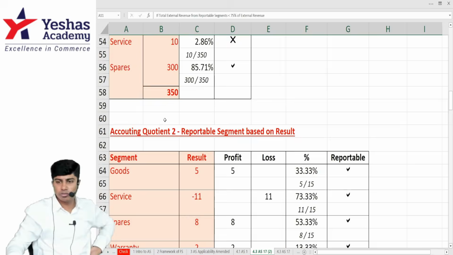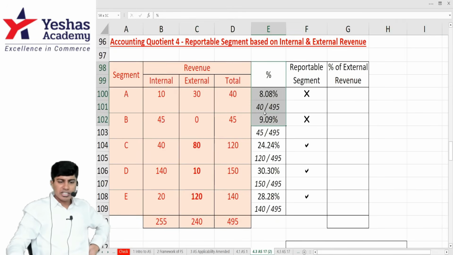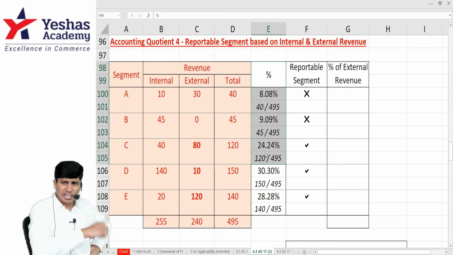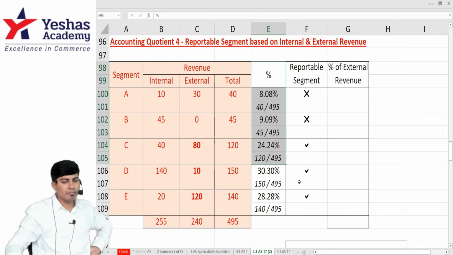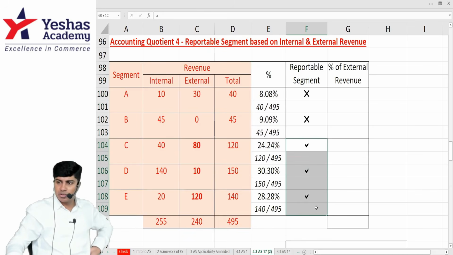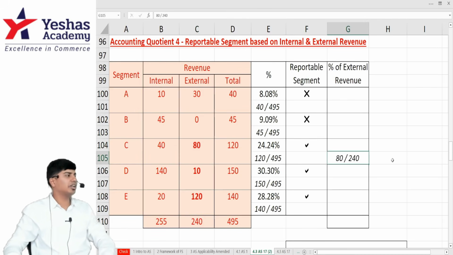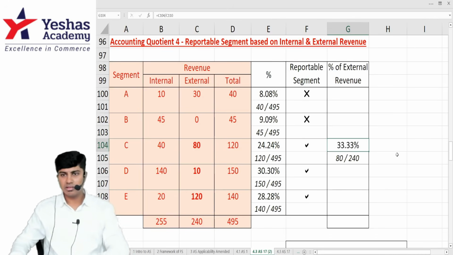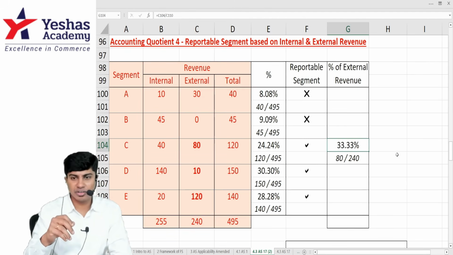Let's go back to AQ4. Shall we? Come to our AQ4. This 8.08, 9.09, 24.24 is there, no? Is it internal or external? Total. Now, which of these segments are reportable? C, D, and E, no? How much of C is external? It's total. 280 by 240. 33 point. So, segment C comprises 33.33% of the external revenue.